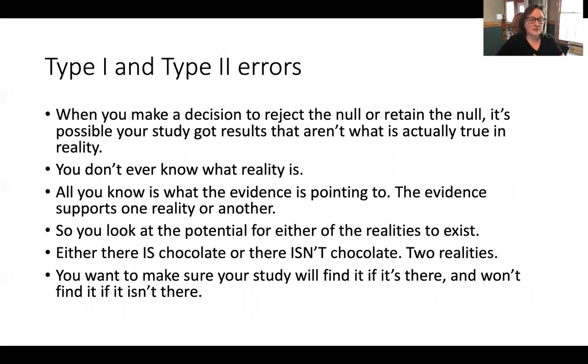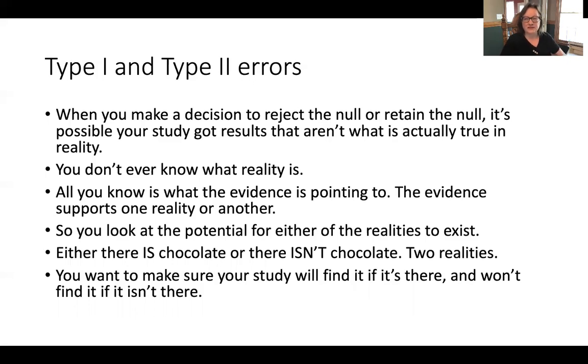All right. Yet, we might make an error. So let's say I go looking for chocolate in my daughter's room, and there is chocolate there, but I don't find it. Then I made an error. My study of finding chocolate was a study that was based on an error, not a study that told me about what the truth is. And so we're looking at two different kinds of errors, type 1 error and type 2 error.